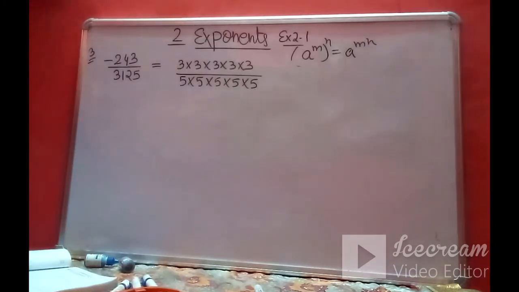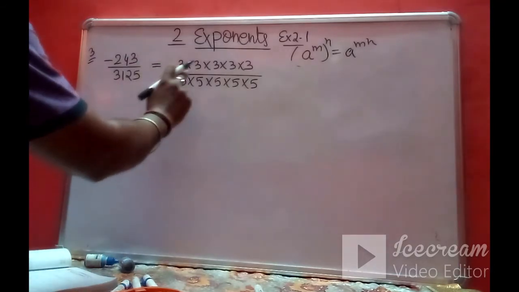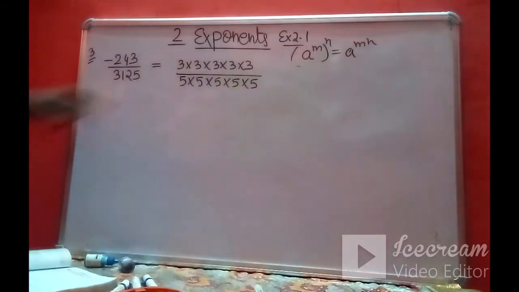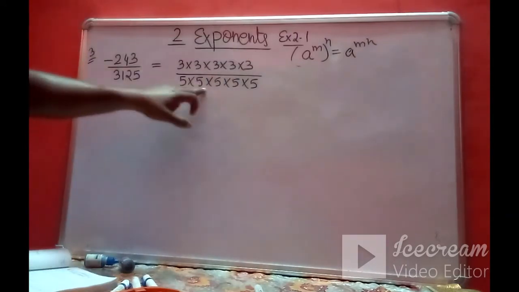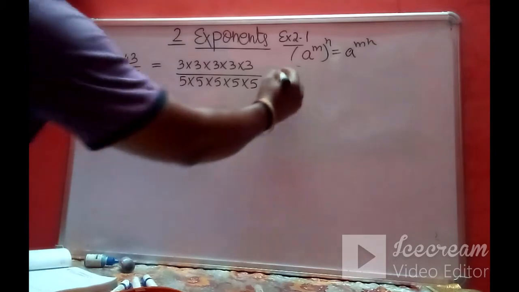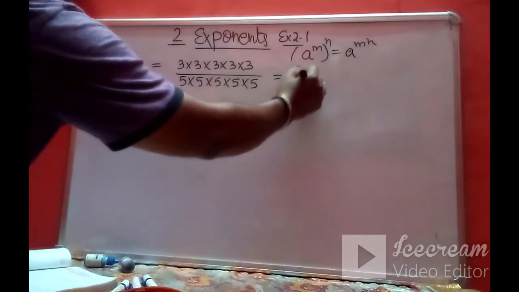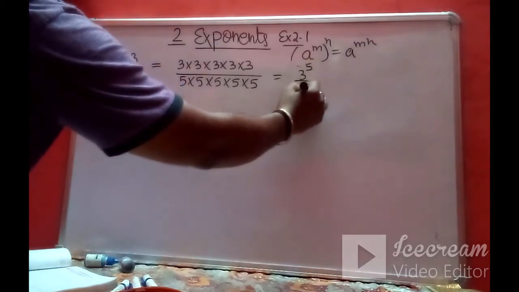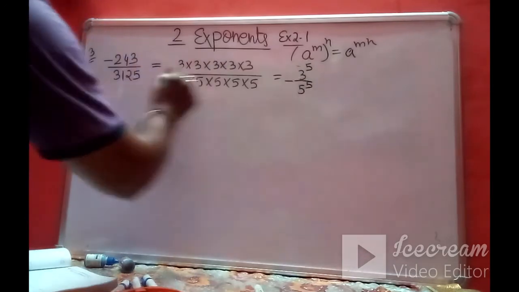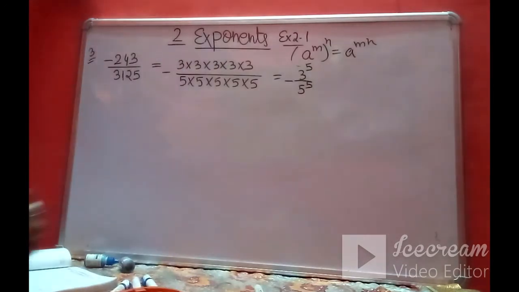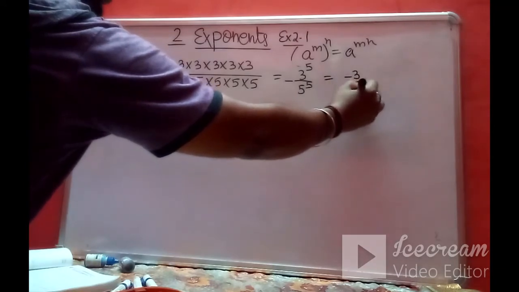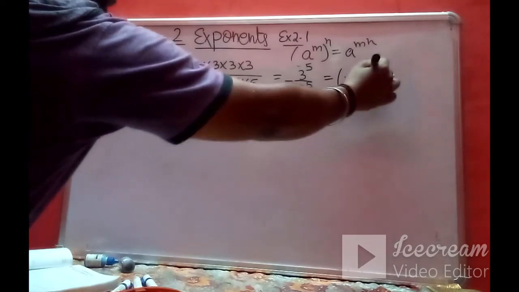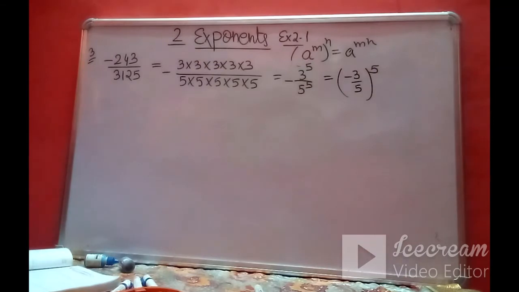Okay, so the most important thing is this minus sign. Just count the number of prime factors. Here also 1 2 3 4 5, 1 2 3 4 5. So we can write it as 3 to the power 5 upon 5 to the power 5, and a minus sign is there. Minus sign I will put here. So when it goes inside the bracket, it becomes minus 3 upon 5 to the power 5. Understood?